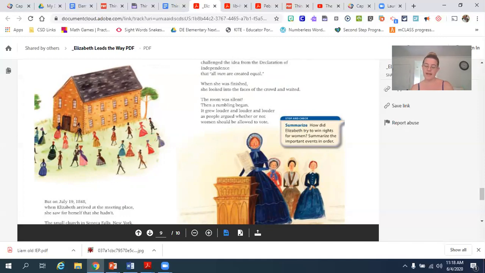So think about, guys, before we go on, how did Elizabeth try to win the rights of women? What did she do to try to win their rights and get their rights? One of them is the right to vote. Let's keep reading.